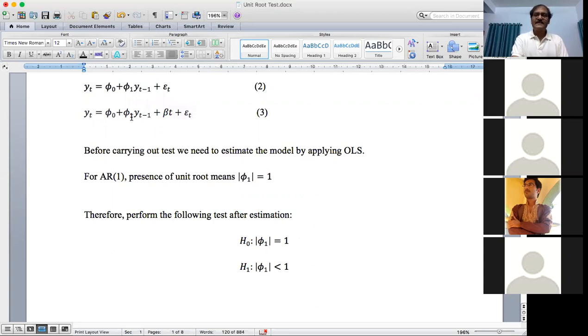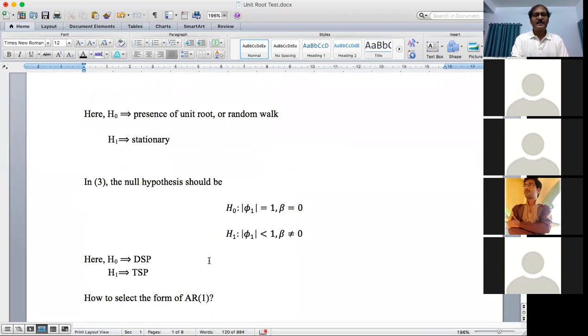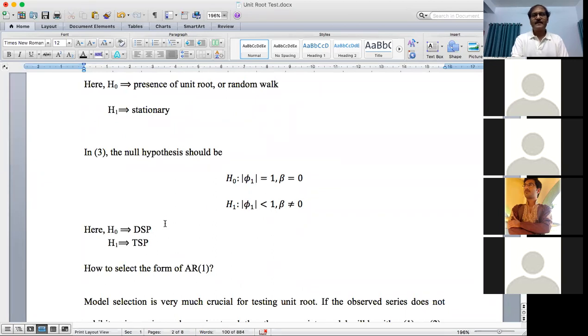So if phi 1 is equal to 1 and beta equal to 0, then we have a model of random walk with drift parameter. And in that case, the YT will be non-stationary with unit root, and it could be stationary after taking some difference. That's why this kind of model is called difference stationary process. So in equation 3, the non-rejection of H naught implies your series should be DSP.